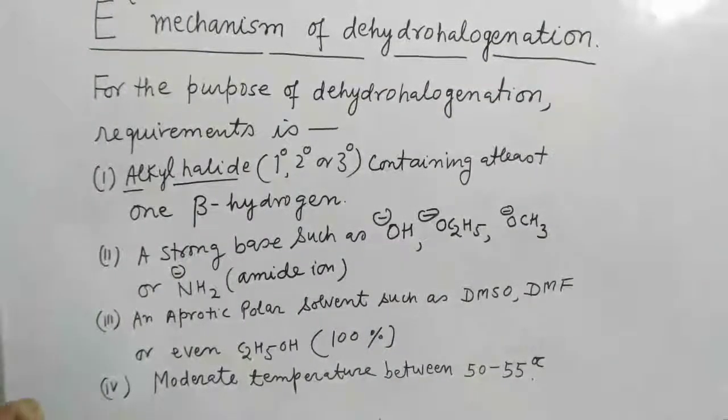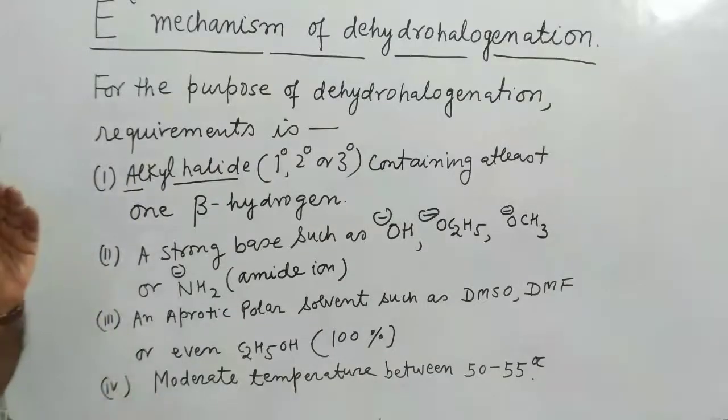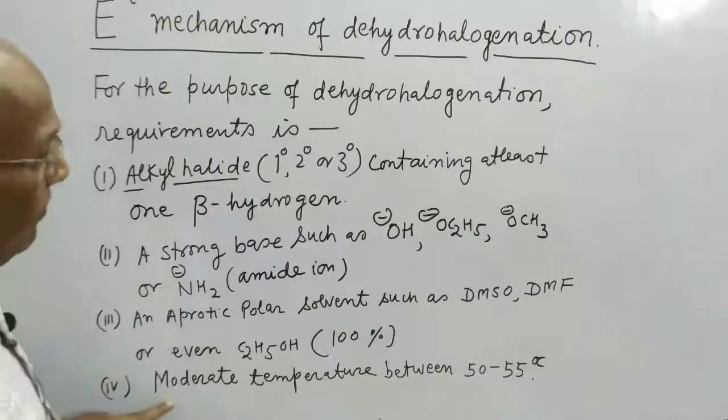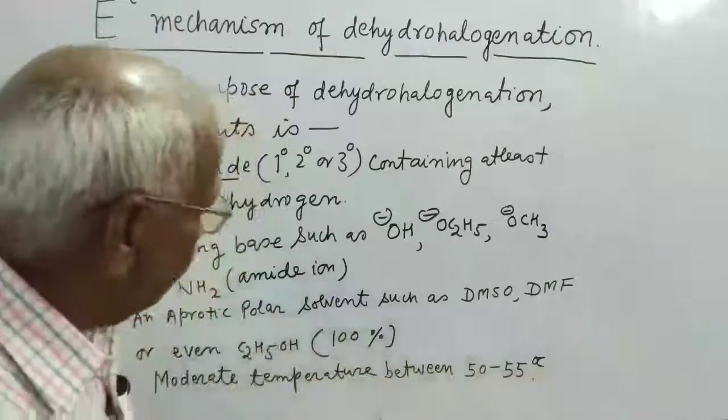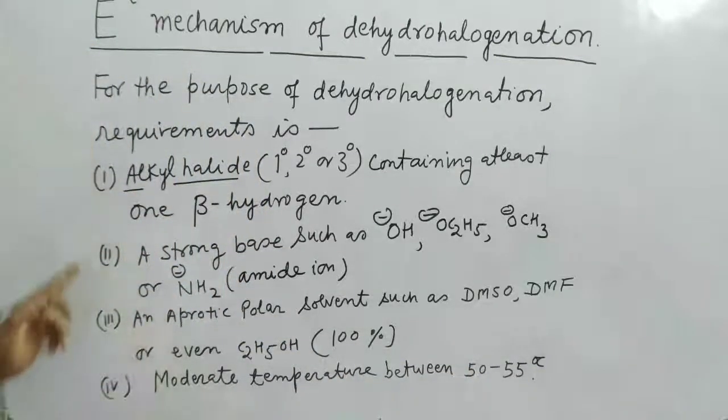Fourth point is, you know that elimination reaction is favored only when there is a minimum temperature requirement. There is some minimum temperature for the reaction. So the moderate temperature for this mechanism is between 50 to 55 degrees Celsius. So these are the four requirements.